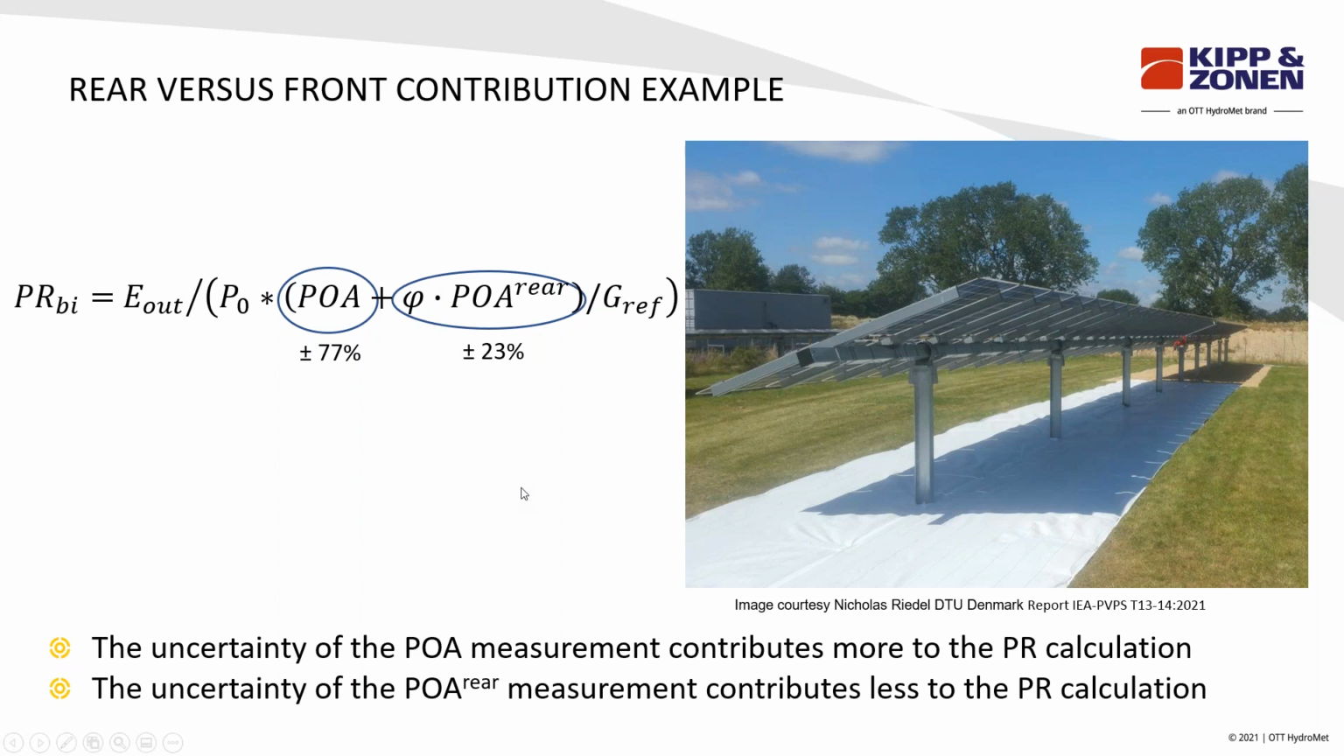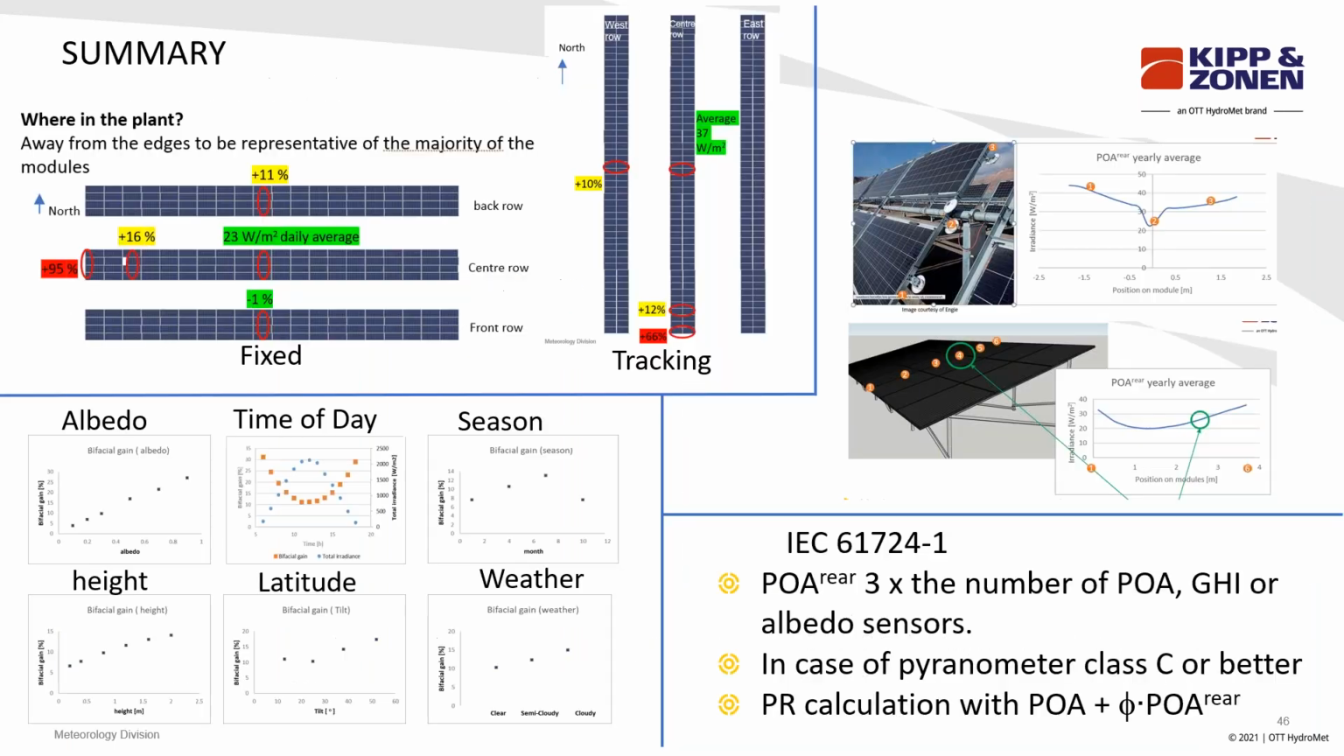So what we think is that the uncertainty of the plane of array measurement contributes more to the performance ratio calculation, and the uncertainty of the plane of array rear measurement contributes less to the performance ratio calculation and the corresponding uncertainties. Now this was the last thing. Now we move on to the summary.